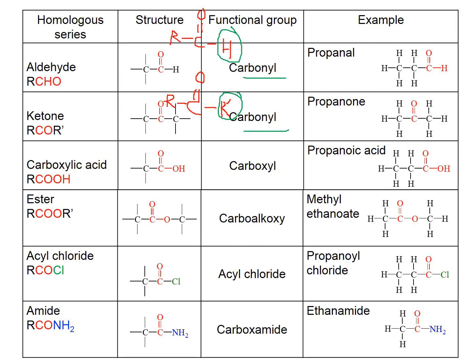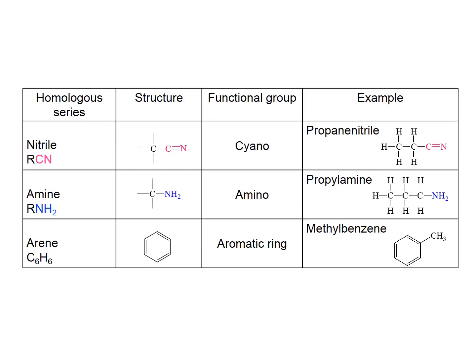Okay. Carboxylic acid pula. So dia ada C double bond O, OH. So dia ada C double bond OH. Bezanya dekat sini. Ini H, ini R, ini OH. Dia punya echo dia kat belakang. So this is a carboxyl. So ester, acyl chloride, amine, nitrile, amine and arene.